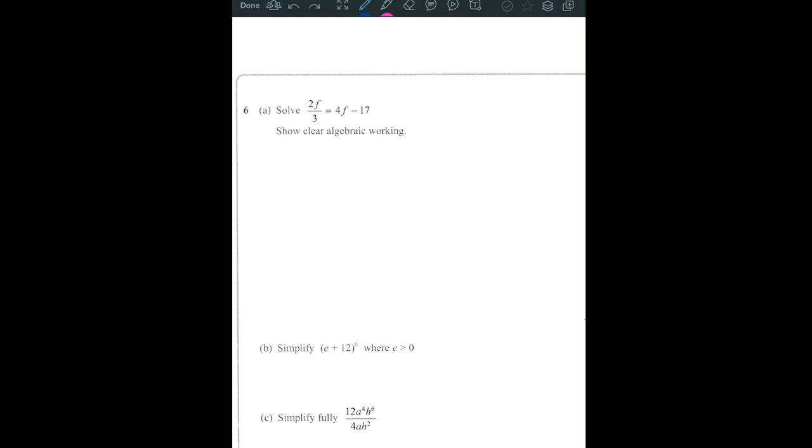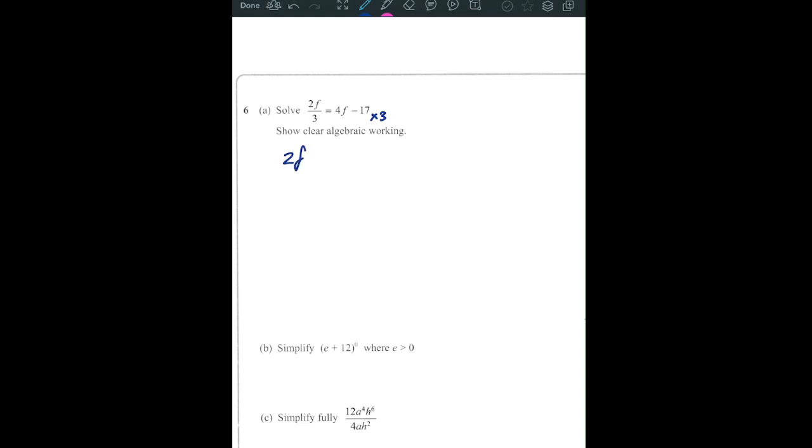My thought process when I see equations like this is: what do I hate and how can I fix it? Two things in this question I don't like. I don't like that f is on both sides, and I don't like the fact there's a fraction. I hate the fraction more. I'd much prefer everything be nice whole numbers, so my first step is to multiply everything by 3. I'm undoing that divide by 3.